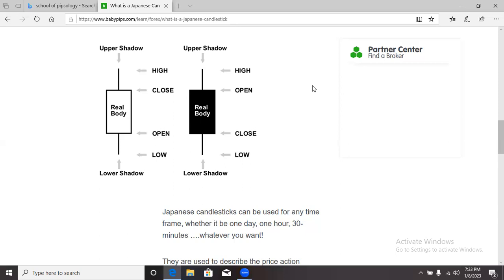So that being said, what are the types of candlesticks that you want to watch out for? We have so many names for candlesticks that you have to watch out for. So let us quickly dive in and look at the names of some candlesticks that you have to watch out for.